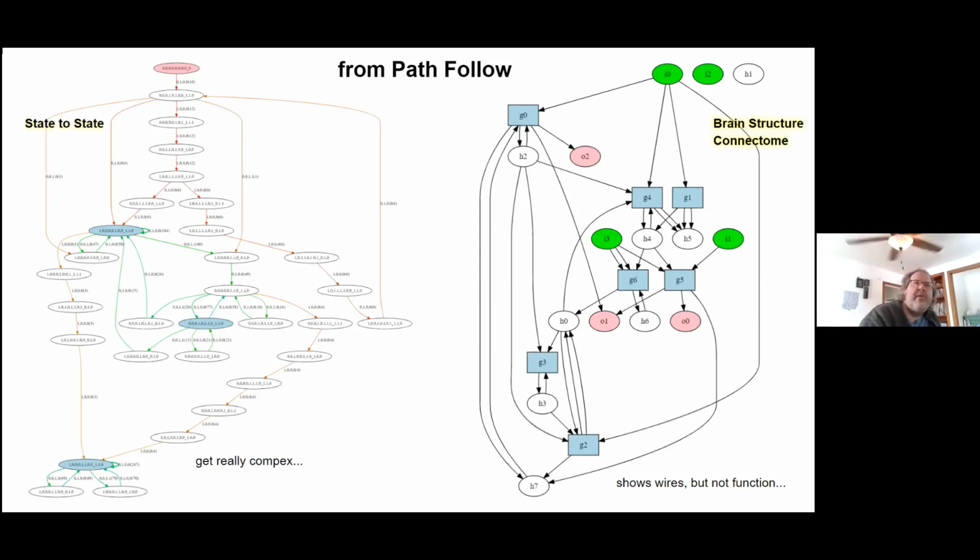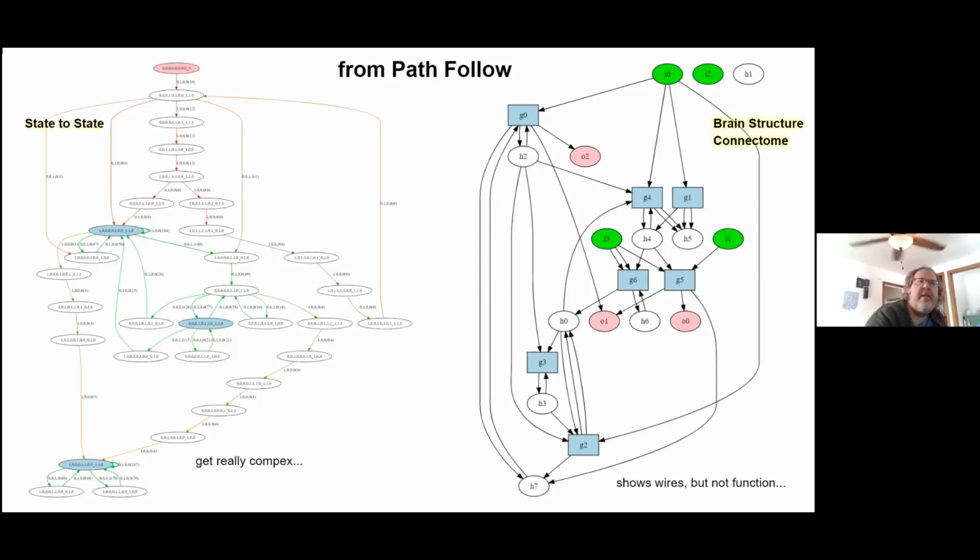But when we look at the state-to-state, like I said, they get to be pretty complex. The problem with the brain structure is that it shows the wires, but it doesn't show function. So I know that input 2 is not being used in the algorithm of this brain, but I don't know that the connections I see in this connectome are actually functional. There may be a wire here, but there may be no information passing through the wire.